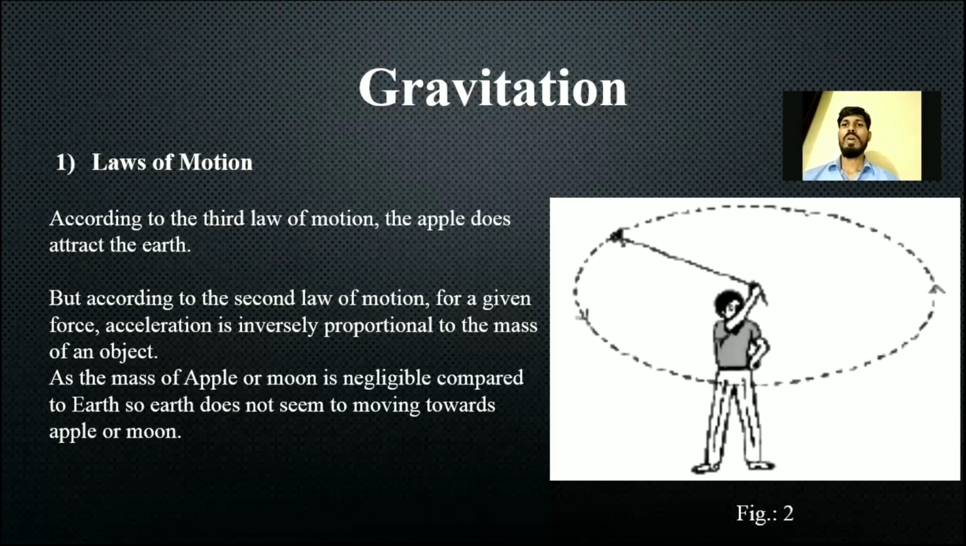As the mass of the apple or moon is negligible compared to the earth, the earth does not seem to move towards the apple or moon. As I have told you, even though force is applied by the moon and apple, the earth does not move towards the moon or the apple. We will derive that equation, and you will come to know why this force is dominant in the case of an object having higher mass, let us say capital M. In coming slides, we will discuss it.